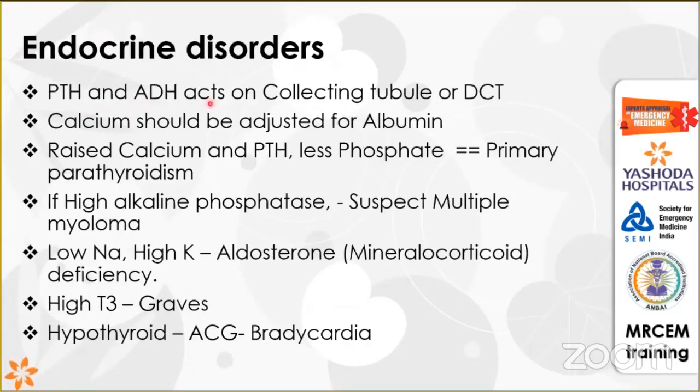So if you have high calcium and high PTH and phosphate is less, that means it's because of PTH. We call it primary hyperparathyroidism. If there is high alkaline phosphatase, you have to suspect multiple myeloma. If there is low sodium, high potassium, think of aldosterone deficiency. Normally, aldosterone is supposed to conserve sodium and wash potassium out. If that reverse is occurring, aldosterone deficiency should be suspected.